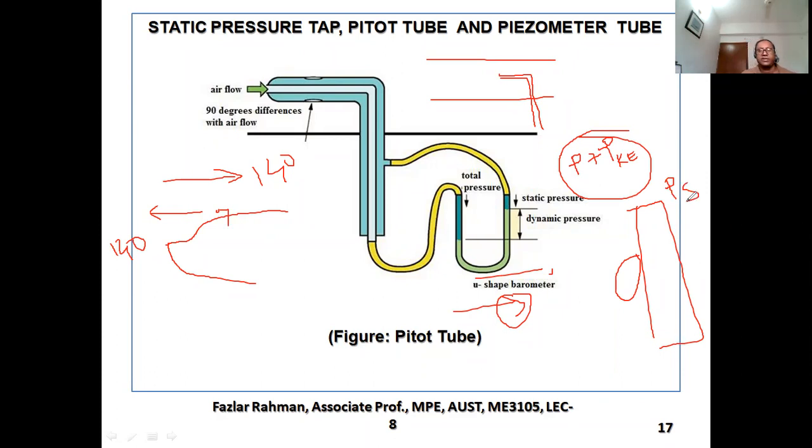So why do you need the stagnation pressure? Could you stop just one second? Let me just pause directly.